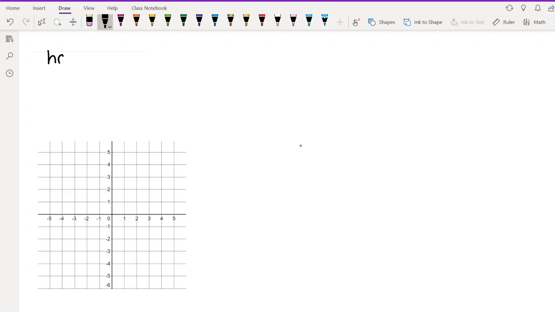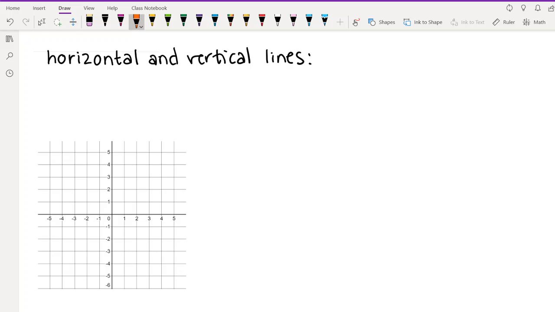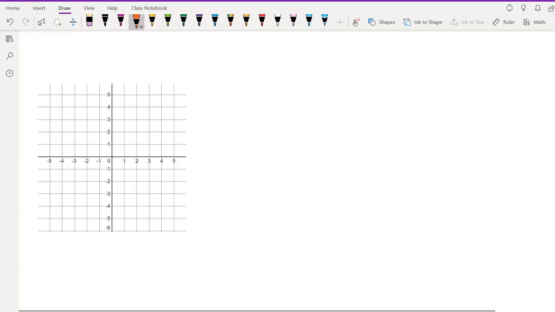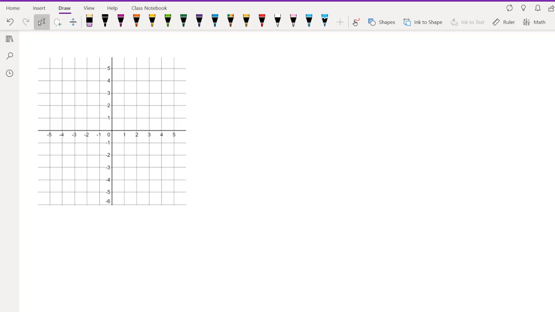So the last thing I want to talk about here is horizontal and vertical lines, which are a little bit different than the other types of lines that we've talked about in this video, but I figure they're worth mentioning while we're on the topic of lines. We talked about horizontal lines in one of our videos a while back. Horizontal lines are actually the same as what's called a constant function.